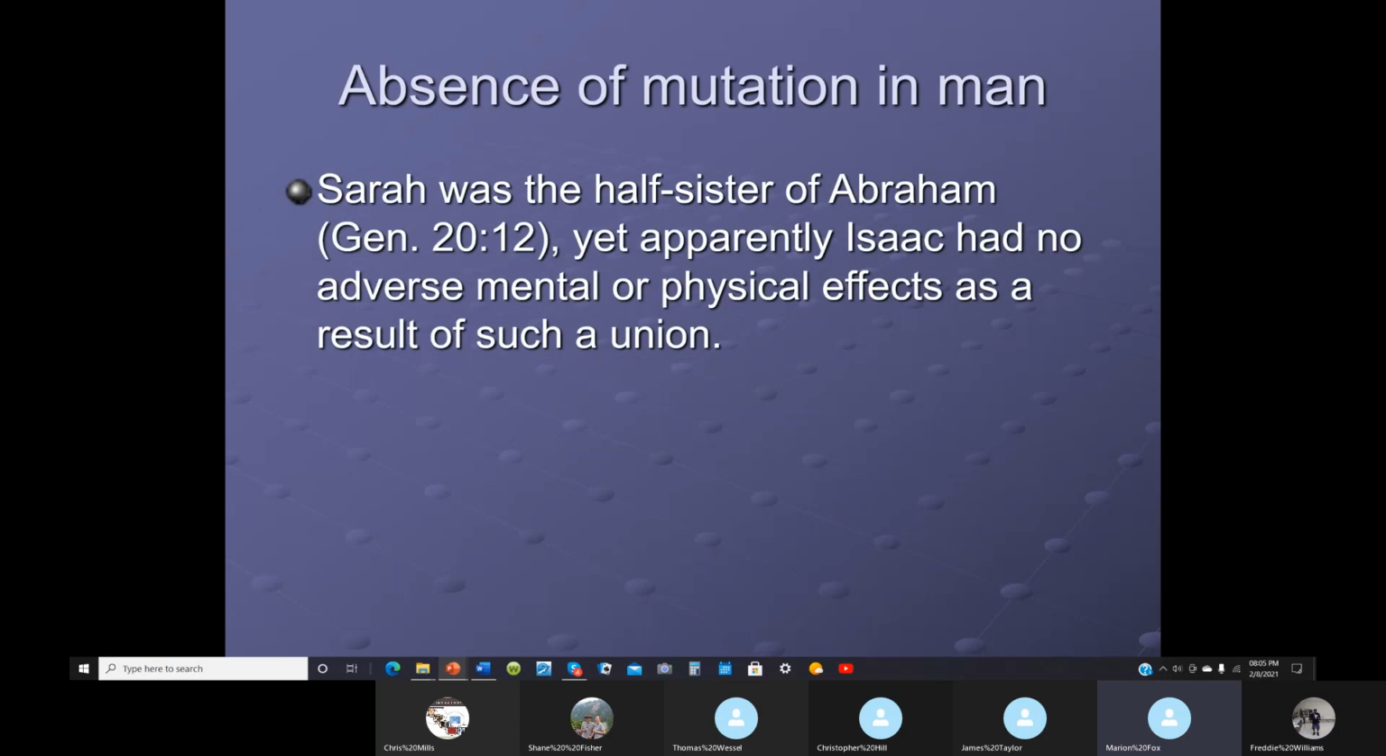Sarah, now then, I'm arguing here based on the Bible. Sarah was the half-sister of Abraham, Genesis 20, verse 12. And of course, the atheists may make a big deal out of this, but you see, if you start with two people, they've got to inbreed. They've got to marry one another. And if they're mutated like crazy, they just go downhill right quick. In fact, the fact that they could marry and not have mutations proves they weren't mutated. They didn't have many mutations. So she was a half-sister of Abraham, yet apparently Isaac had no adverse mental or physical effects as a result of such a union. Why?